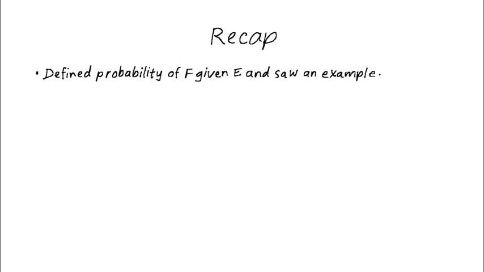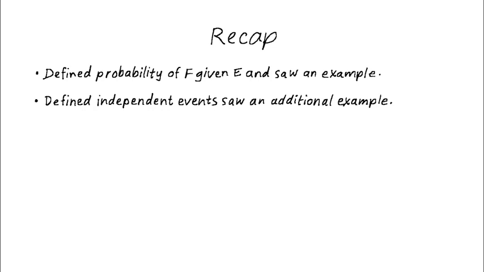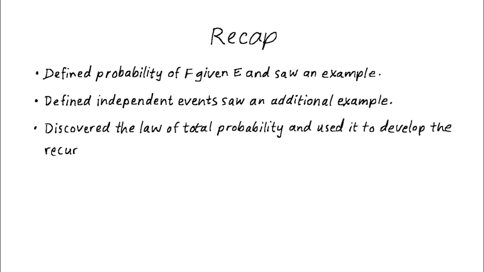Here's a recap of what we've done in this video. We defined conditional probability, in other words, the probability of F given E, and we saw an example of how to compute it. In that example, we rolled a pair of fair dice. We also defined what it means for events to be independent of one another, and we investigated yet another example. That second example involved flipping a fair coin and was meant to show how independence makes our probability calculations easier. Finally, we discovered the law of total probability, and we used it to develop more carefully a recursive model we had seen in a previous lesson. That recursive model related to sex determination in bees.